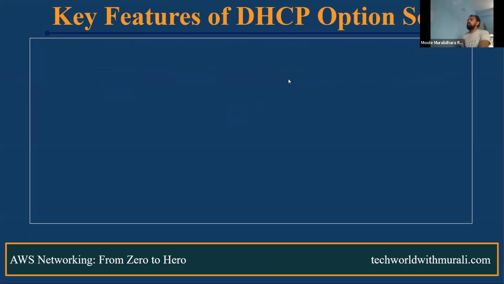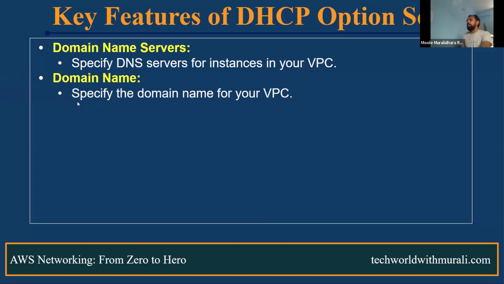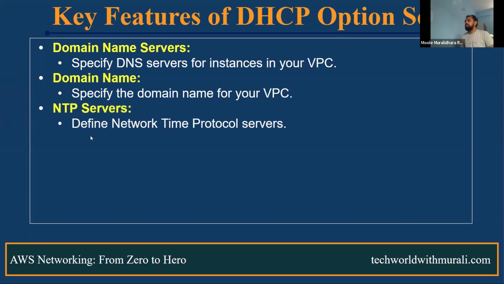Okay, and here are the key features of the DHCP option set. Here, domain name server: the domain name servers defined here will be used for that particular EC2 instance. Okay. And then domain name also, here you can specify the domain name of your VPC, whether it uses the default Amazon-provided DNS server or a customized one. Okay. And here NTP servers as well, Network Time Protocol servers, the particular server IPs will be defined.